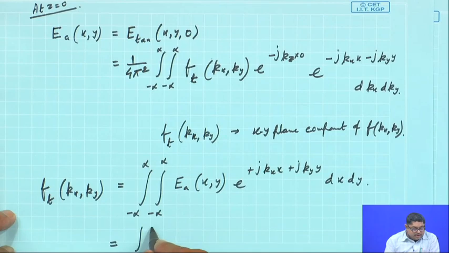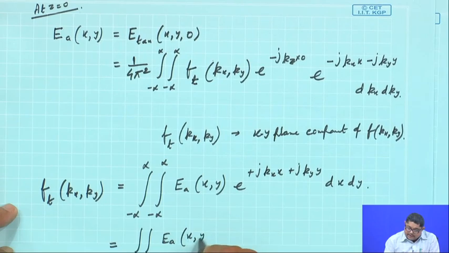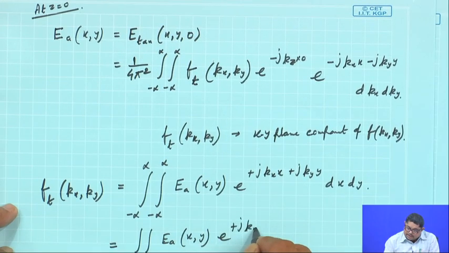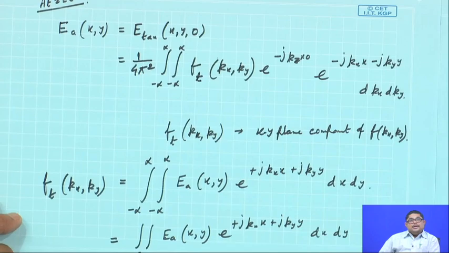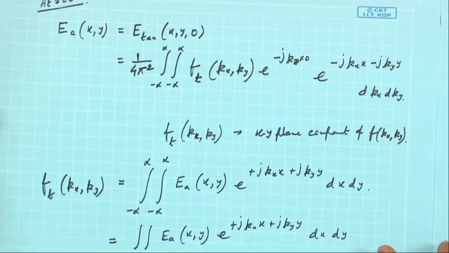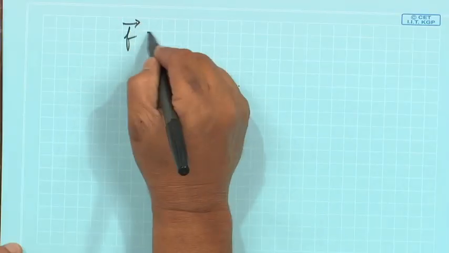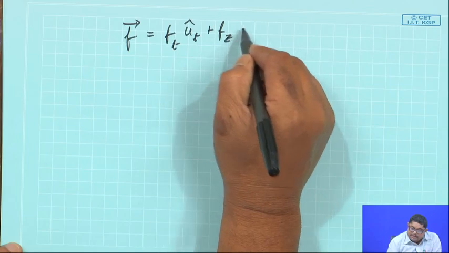From here, I can also write it like this, that it is integral over S A of E A x y e to the power plus j k x x plus j k y y d x d y. This is known to me. So, I can find f t. So, f t is known. Now, you may say that f is not known. F t is known, but I have already proved that their degree of freedom is 2. So, I will write f as f t u t plus f z z.